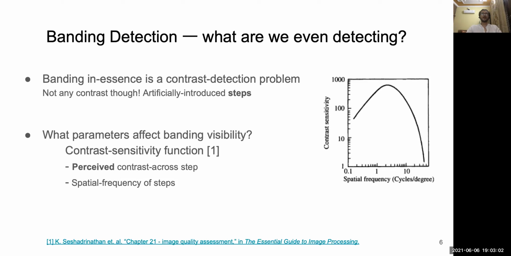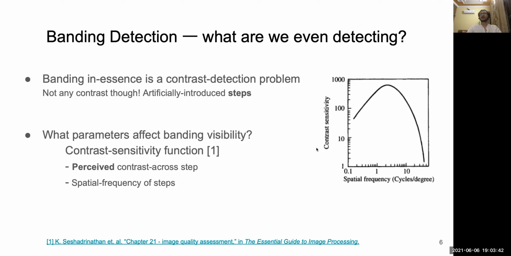I've talked about banding detection, but what are we even detecting in this case? Like I talked about, banding artifacts are artificial staircase-like contours, which occur due to quantization, right? So this essentially is a contrast detection problem, though not any contrast, but rather these artificially introduced steps. Hence, if we want to detect banding, we need to figure out the visibility of these contrasts. And what affects the banding visibility? Banding visibility can be largely determined by the contrast sensitivity function, which depends on the perceived contrast across a step and the spatial frequency of steps.